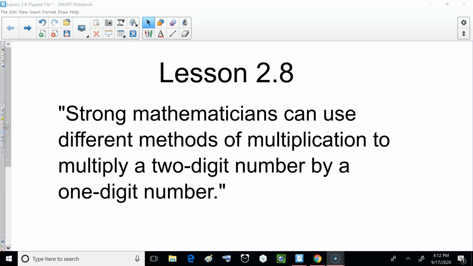Welcome, class, to lesson 2-8. Our goal today is that strong mathematicians can use different methods of multiplication to multiply a 2-digit number by a 1-digit number. So take out your notebook and pencil, write today's date at the top of your lesson, write the lesson number down, and let's begin.